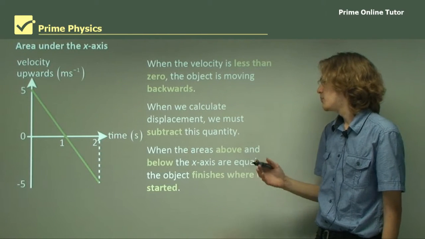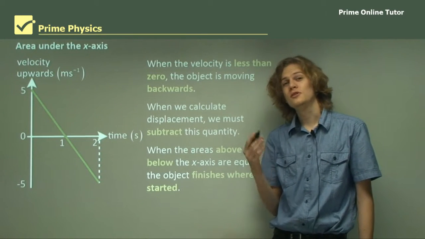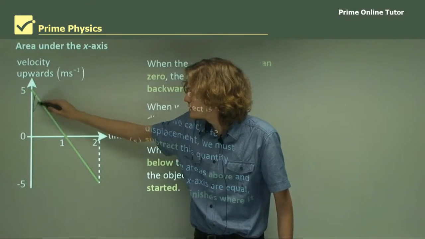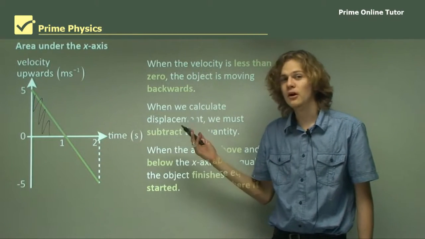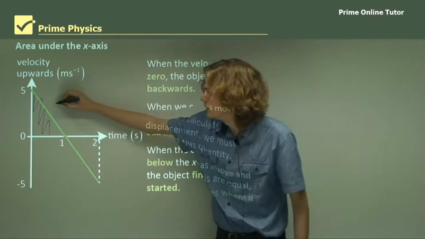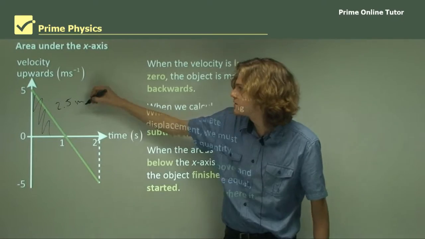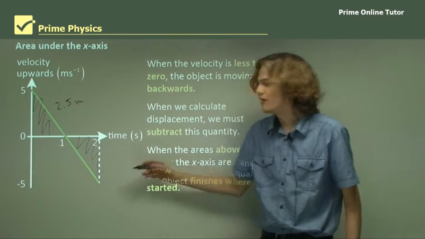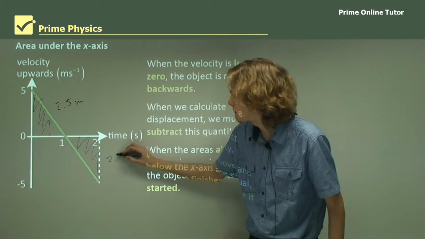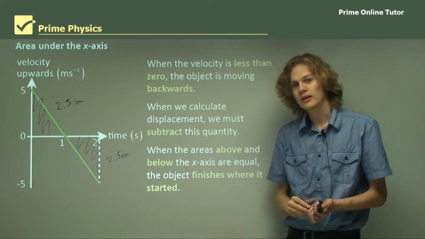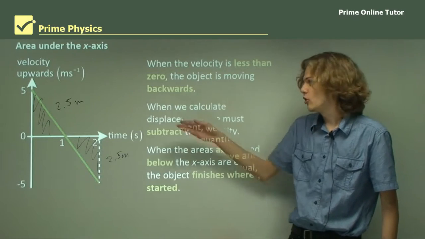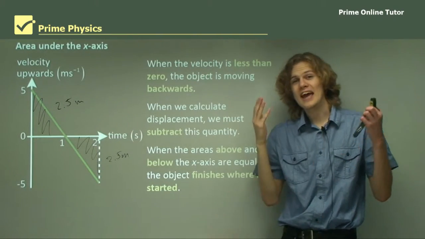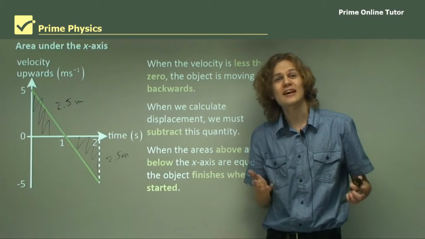And when the areas above and below the axis are equal, the object must finish where it started. So for example, in this picture, this area under the graph is given by the area of the triangle, and it ends up being 2.5 meters, and that's upwards. Whereas this is also 2.5 meters, and that's downwards. And so in this graph, we can see that the object moves 2.5 meters upward and then 2.5 meters downward, which means that it must end in the exact same position as it started.